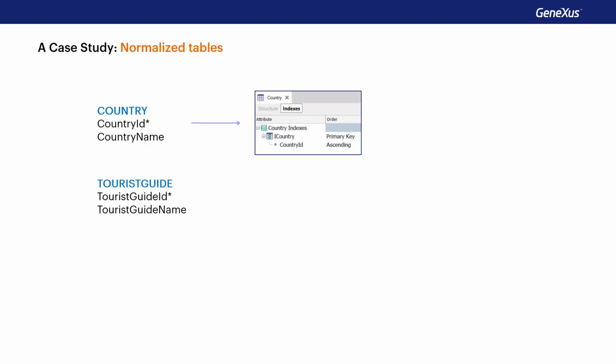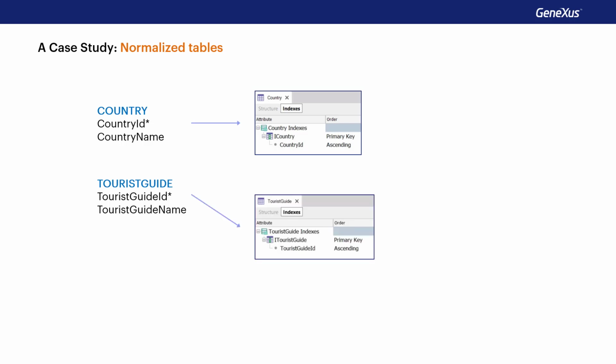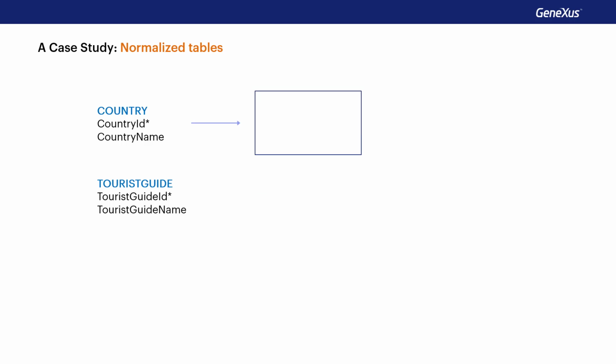Remember that GeneXus automatically creates the primary indexes to control the uniqueness of the primary key and to efficiently perform the referential integrity checks. The tourist guide table has tourist guide ID as primary key and tourist guide name as secondary attribute. In this table, GeneXus will create the corresponding primary index by the tourist guide ID attribute.